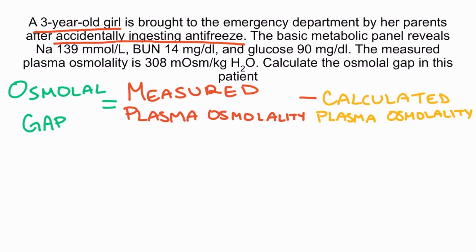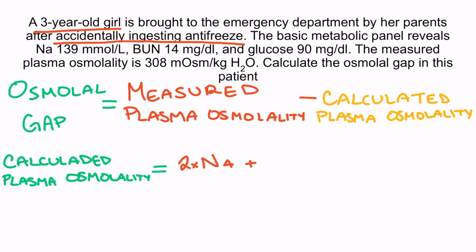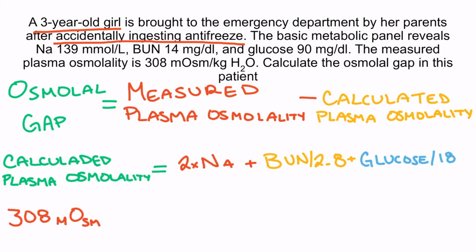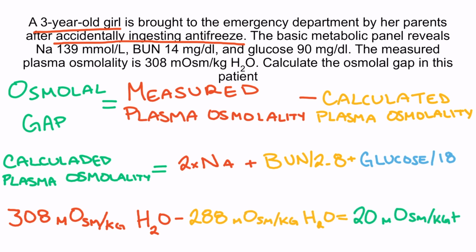Now we need to calculate the plasma osmolality based on serum sodium, BUN, and glucose levels. The formula for osmolality is the following: 2 times the sodium plus BUN divided by 2.8 plus glucose over 18. If we plug the numbers into this formula, we receive the osmolality of 288. Therefore, the osmolar gap in this case is 308 minus 288. This gives us the osmolar gap of 20.